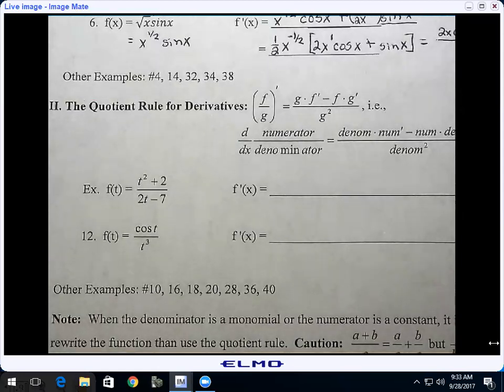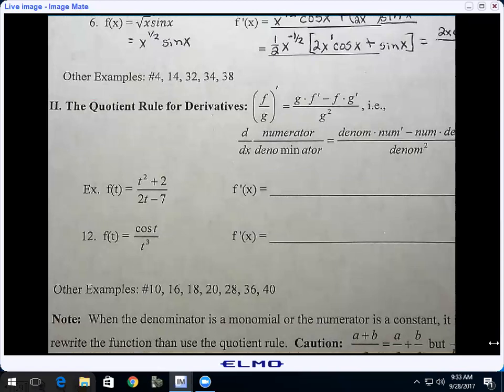You could say it this way. You could say the derivative of f over g is g times the derivative of f minus f times the derivative of g, divided by g squared. Or you can say these words. You say these words to yourself on about 3 columns, and they're stuck in your head forever. Derivative of the numerator over the denominator is the denominator times the derivative of the numerator minus the numerator times the derivative of the denominator, divided by the denominator squared.